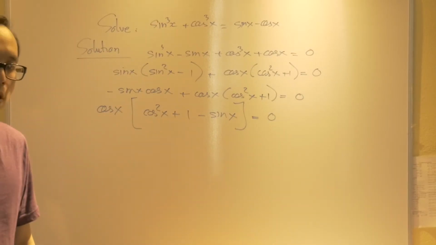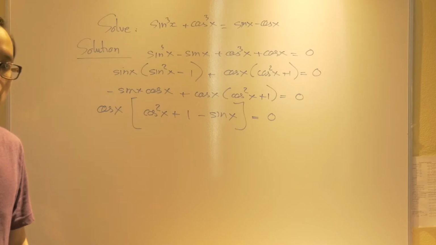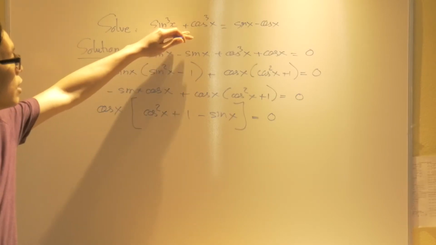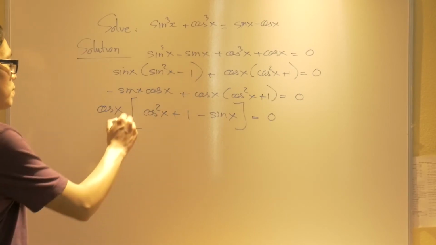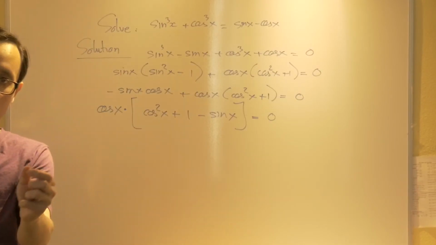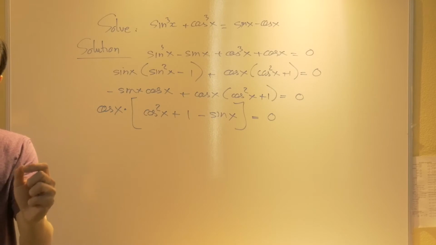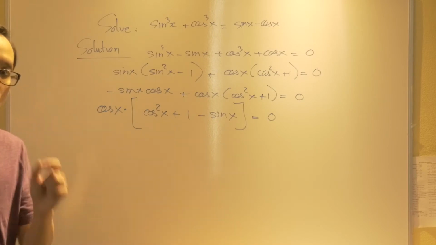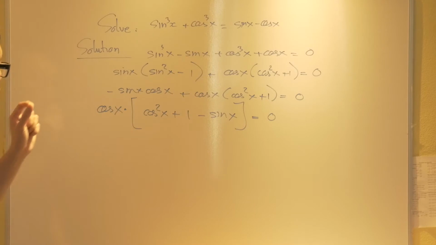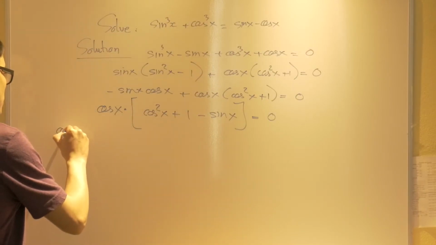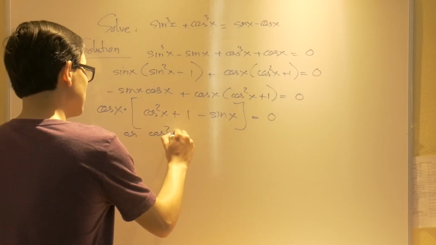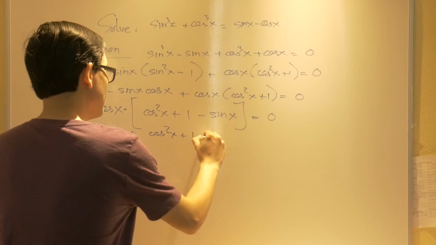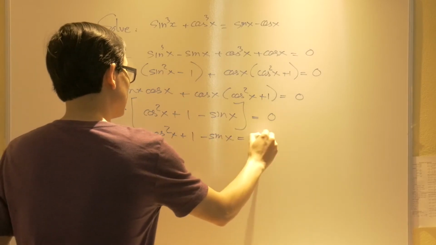So I successfully manipulated the original equation into something that is in product form. That is our goal, right? You remember the first video of trigonometry, we want to bring it to the product form, because as long as you bring it to the product form, you can apply the zero product property. So this is cosine of x equal to 0, or cosine squared of x plus 1 minus sine of x equal to 0.